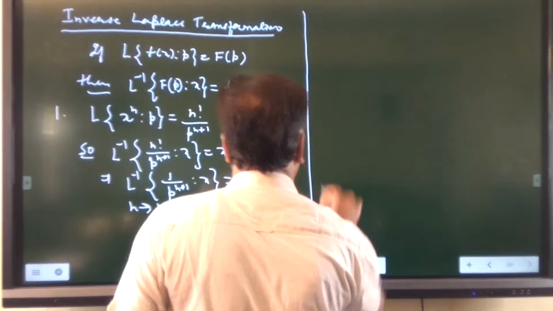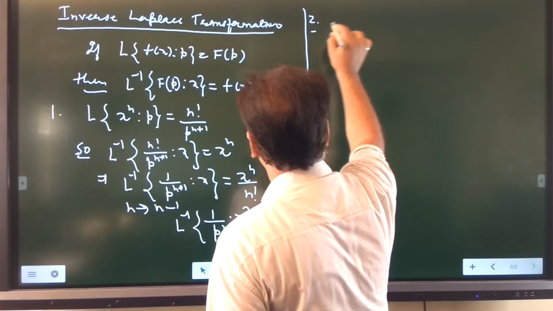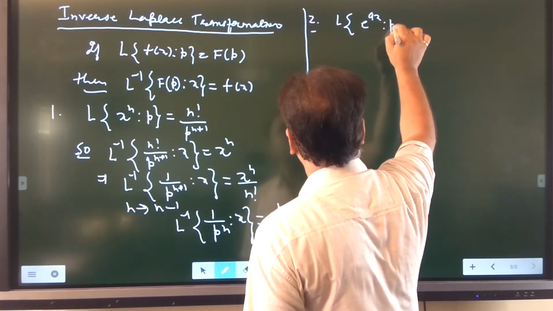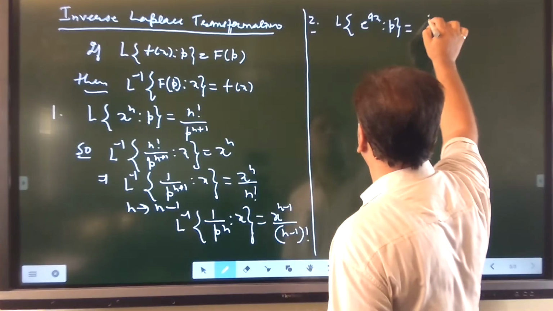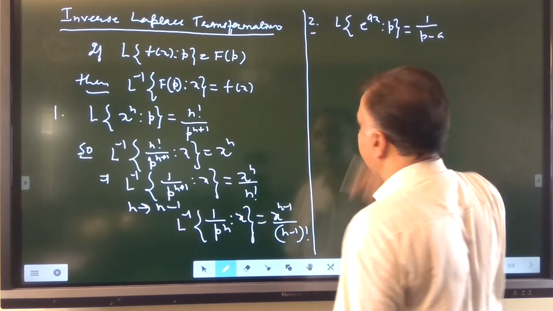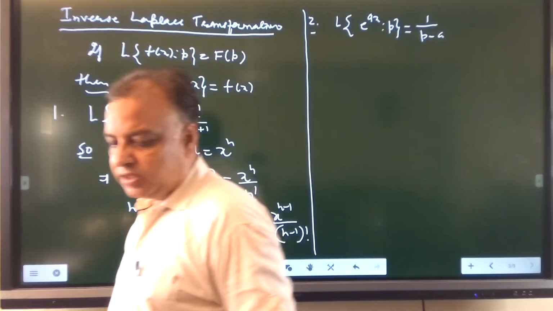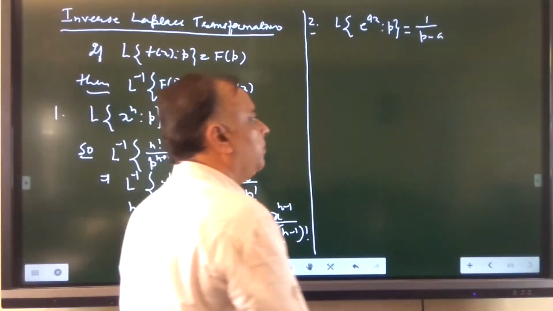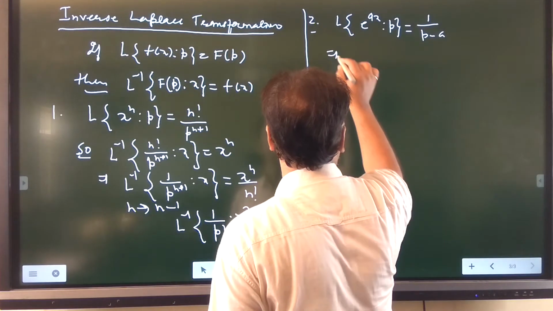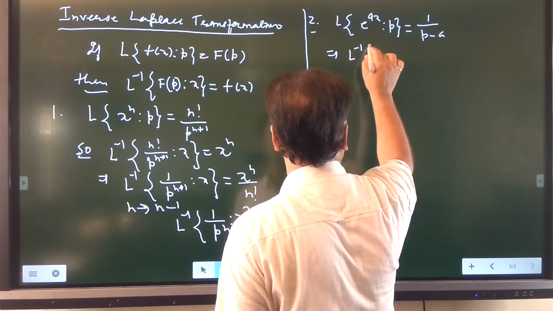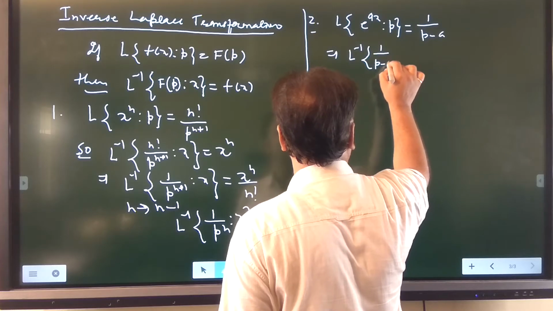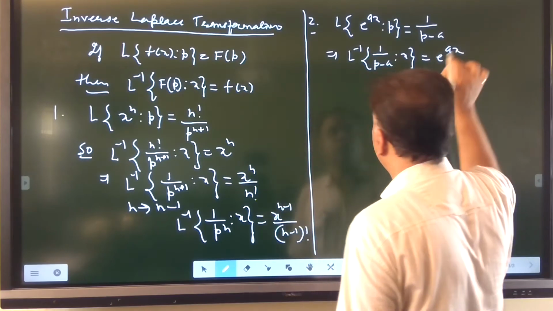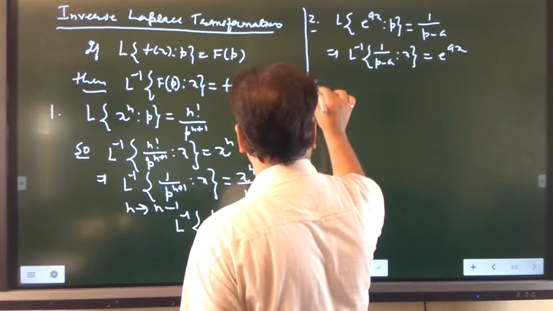Another result: we know that the Laplace transformation of e raised to ax with respect to p is equal to 1 upon p minus a. So, inverting this result, we get the inverse Laplace transformation of 1 upon p minus a with respect to x is equal to e raised to ax. This is the second result.